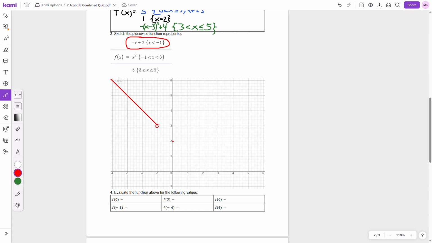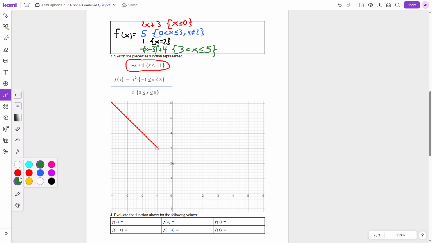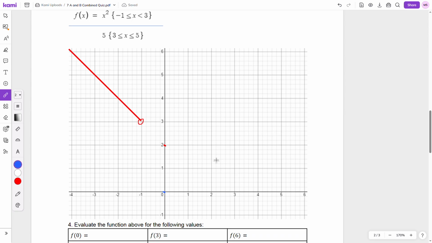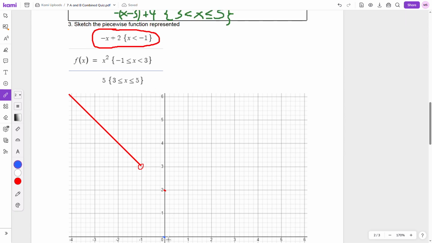Wow. Okay. And now x squared where the domain is -1 to 3. So from -1 to 3, normally a parabola would have its vertex at the origin. Let's zoom in a little bit. This is a little taxing here.